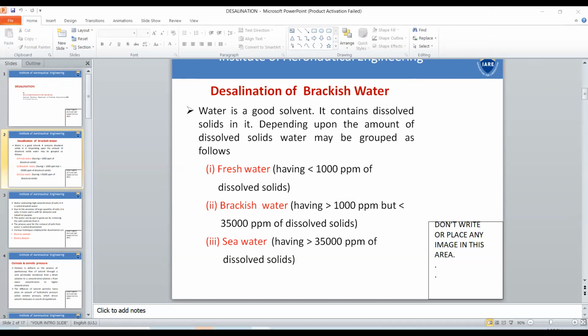Reverse osmosis and electrodialysis. Okay, very good. Now we start. As per our syllabus, we have only reverse osmosis. Let us start the technique of reverse osmosis. Before knowing about reverse osmosis, first we learn about the basics.